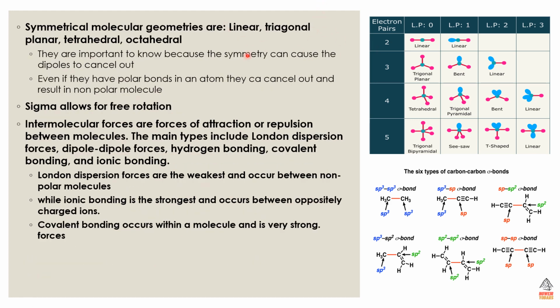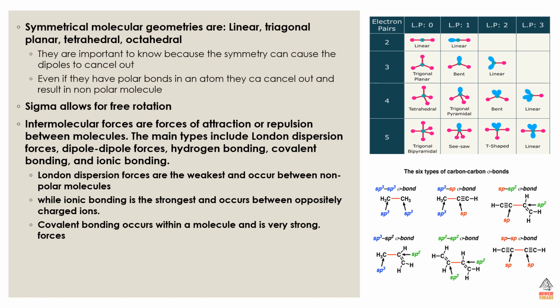So in addition to knowing if they're polar or non-polar, we also have to know if they're symmetrical or non-symmetrical, because symmetry helps us know if the dipoles cancel out. Symmetrical molecular geometries are linear, trigonal planar, tetrahedral, and octahedral. Just for now, memorize these: linear, trigonal planar, tetrahedral, octahedral. Even if they have polar bonds in a molecule and they cancel out, the result is non-polar.